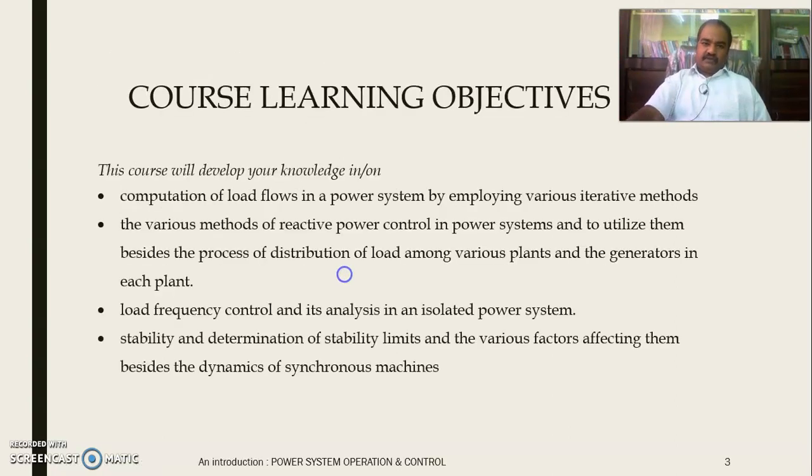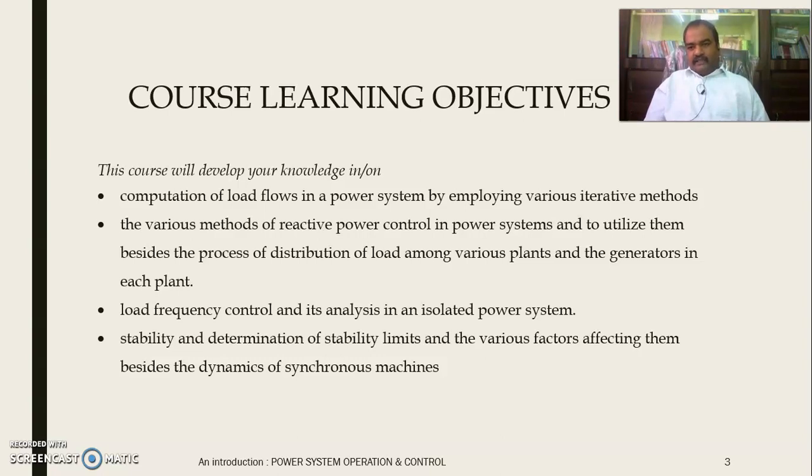This particular course is divided into 4 units. Each particular unit is having its own learning objective. We will see these are the 4 learning objectives of the 4 units which you will be having in this particular course. The first one being the computation of load flows in the power system by employing various iterative methods which you have studied in your mathematics.